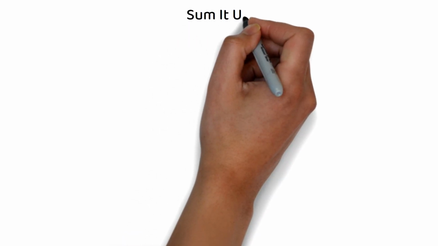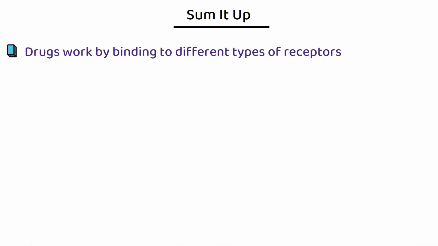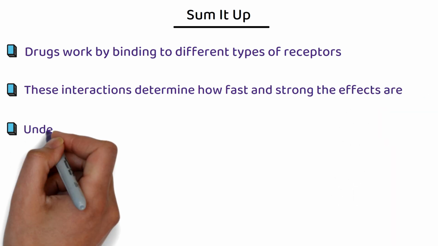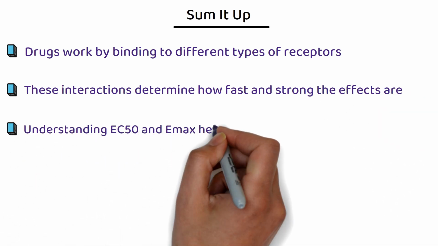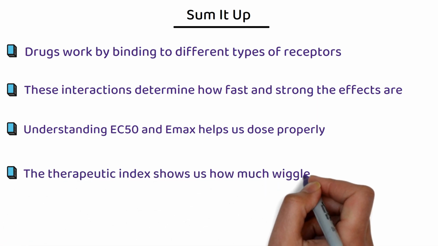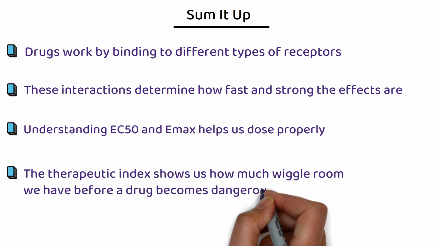So to sum it up, drugs work by binding to different types of receptors. These interactions determine how fast and strong the effects are. Understanding EC50 and Emax helps us dose properly. The therapeutic index shows us how much wiggle room we have before a drug becomes dangerous.